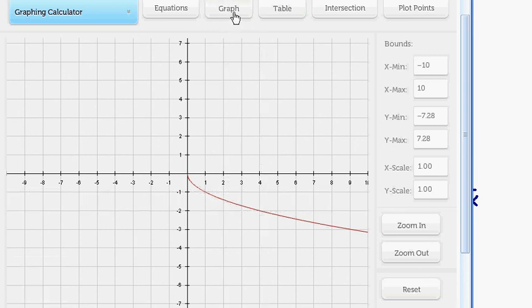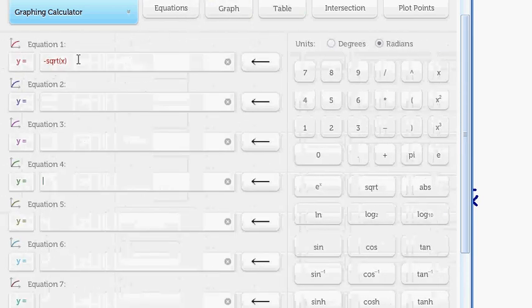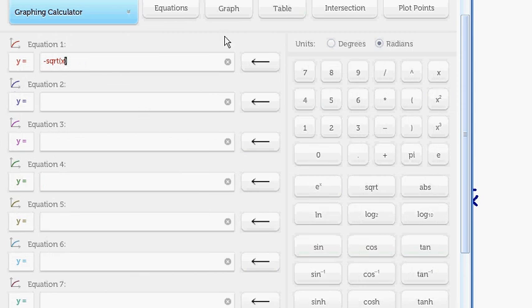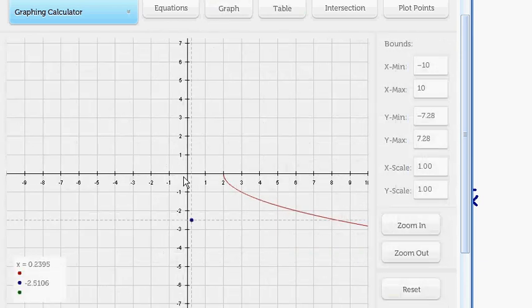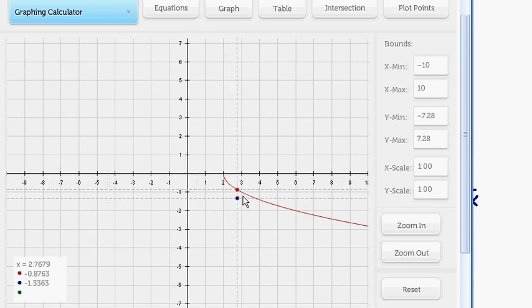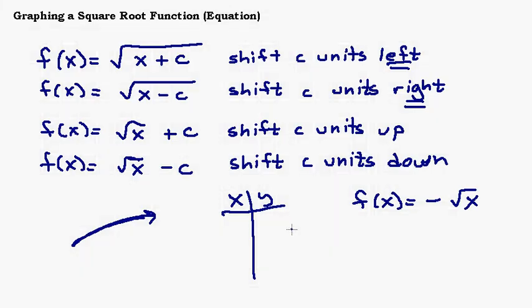Let's go back to the equations. If I put something inside this parenthesis, let's say a minus 2, that's a left or right shift, counterintuitive, so it's going to go to the right 2 because of this negative 2 in the parentheses, and then it's going to flip it over because of the negative. Let's look at it. There it goes. So the negative flipped it over, and the minus 2 inside the square root shifted it 2 units to the right. So all these things work together in combination to manipulate your basic square root shape.